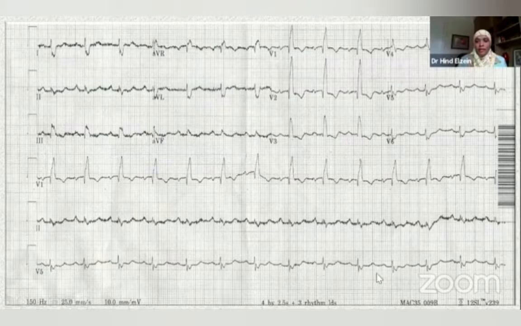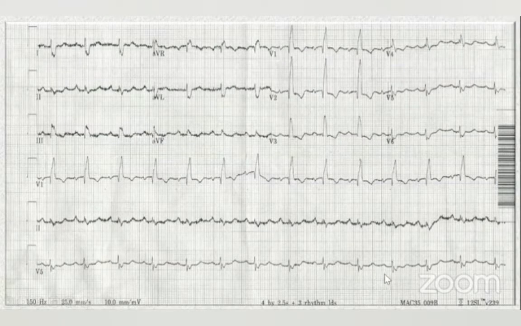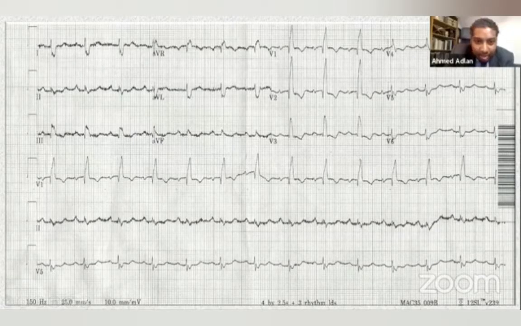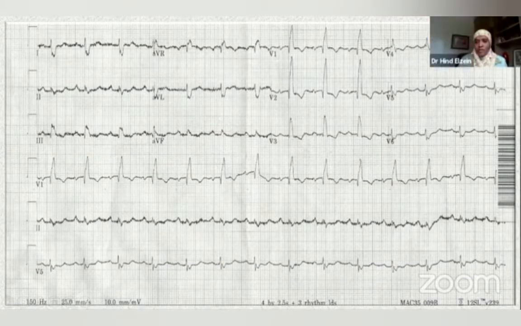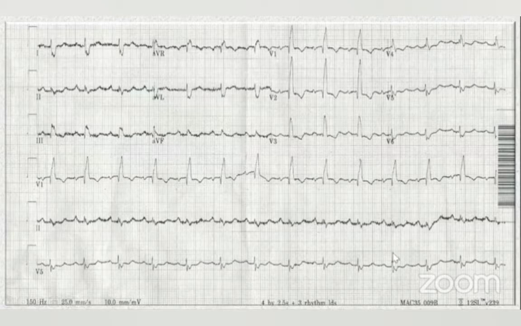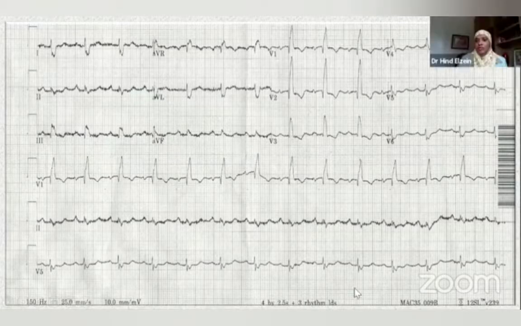Okay, Ahmed, would you like to add anything? No, I think that's pretty good. I think maybe there's almost first degree heart block as well, but apart from that, yeah. Shall we say this looks like trifascicular block, or is it right ventricular hypertrophy?